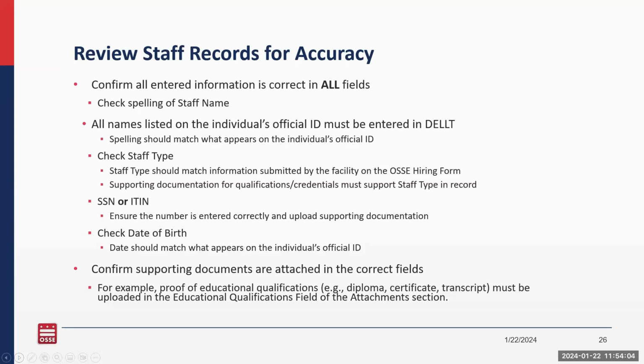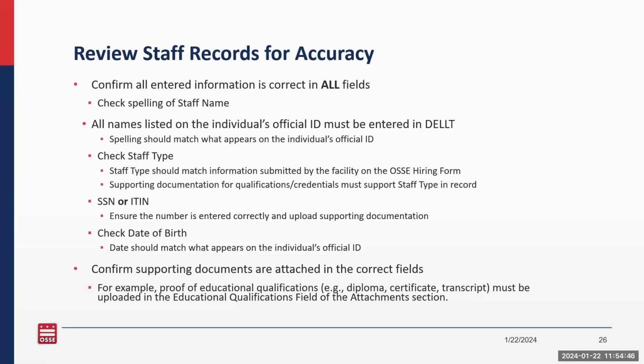Check staff type. Staff type should match information submitted on the facility on the OSCE hiring form. Supporting documentation for qualifications. Credentials must support staff type and record. Social Security number or ITIN. Ensure the number is entered correctly and upload supporting documentation. Check date of birth. Date should match what appears on individual's official ID. Confirm supporting documents are attached in the correct fields. For example, proof of education qualification must be uploaded in the education qualifications field of the attachments section.